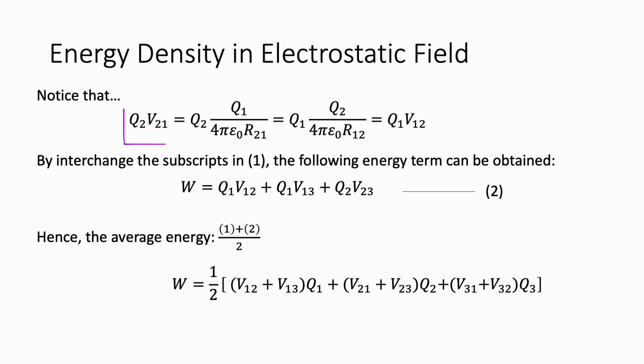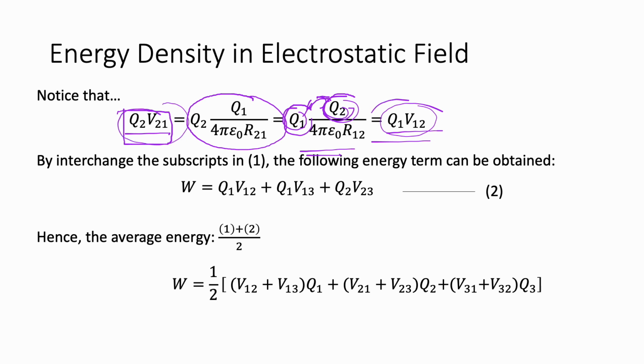Now you notice that Q2 V21 also can be written as such, and Q1 Q2 also. It's the same: Q2 V21 is the same as Q1 V12. You just change the position here. So what is the difference between these two? You look at the respective charge. We are calculating the work at charge number 2.